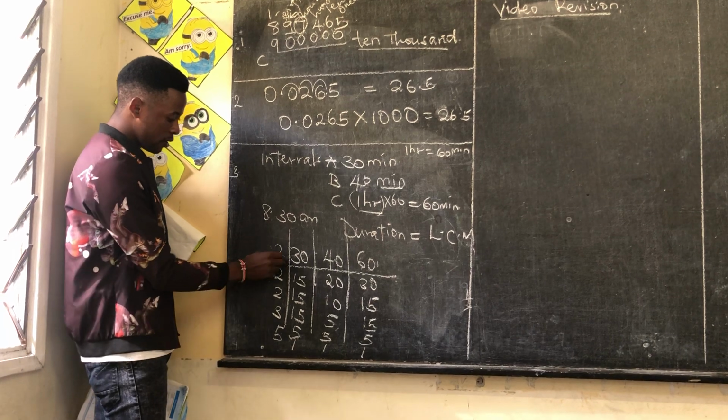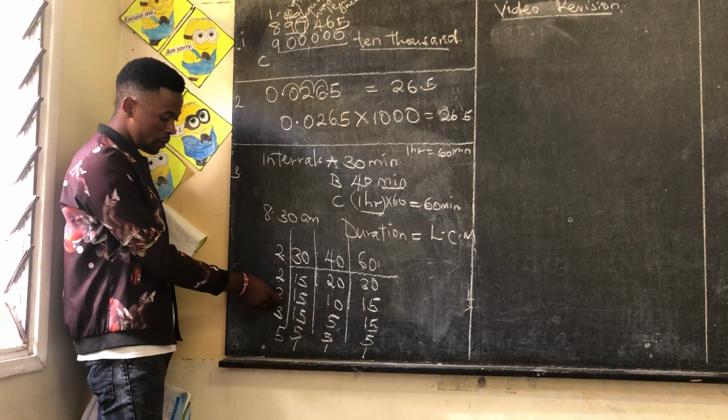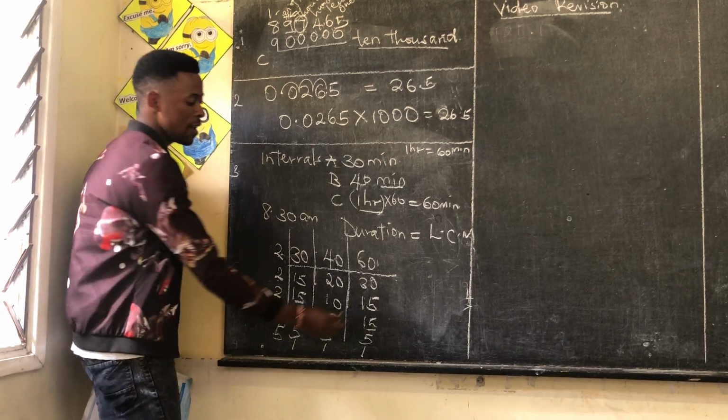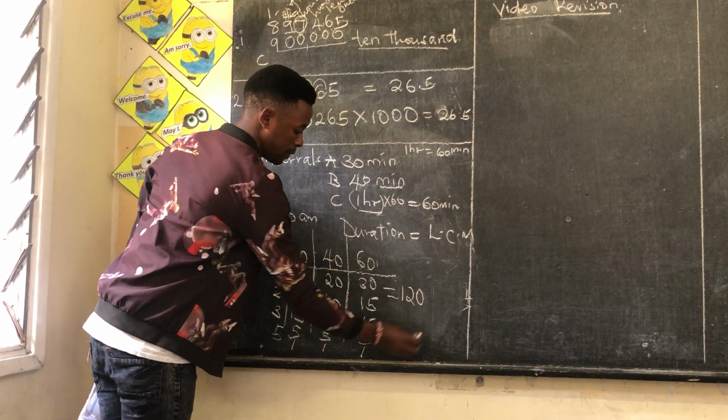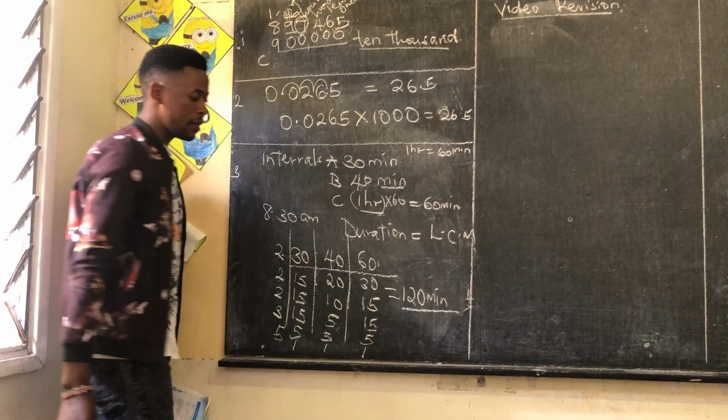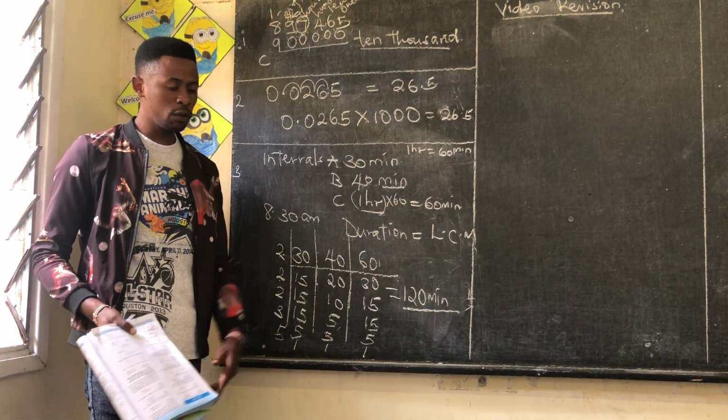So the LCM is 2 times 2, which is 4, times 2, 8. 8 times 3 is 24. 24 times 5 is 120. So that means the LCM of the intervals is 120 minutes.